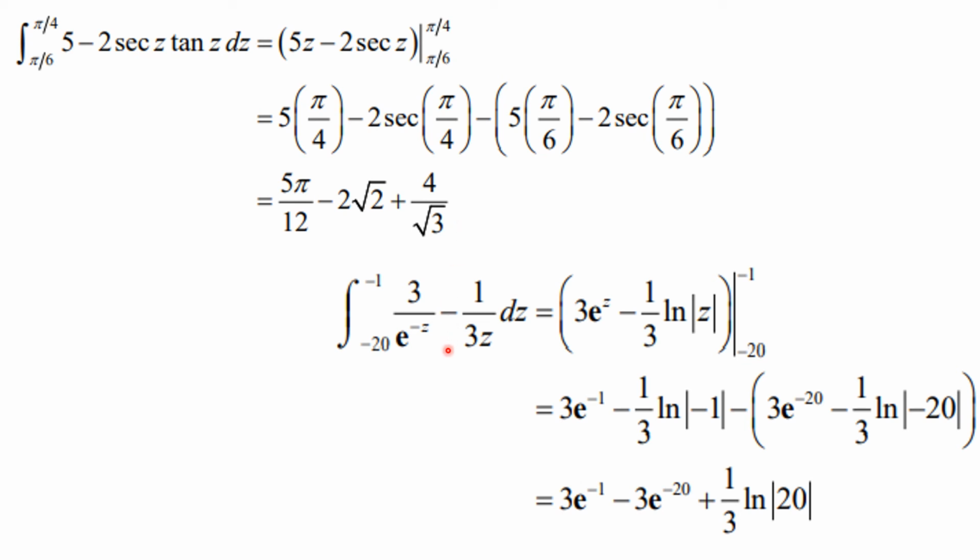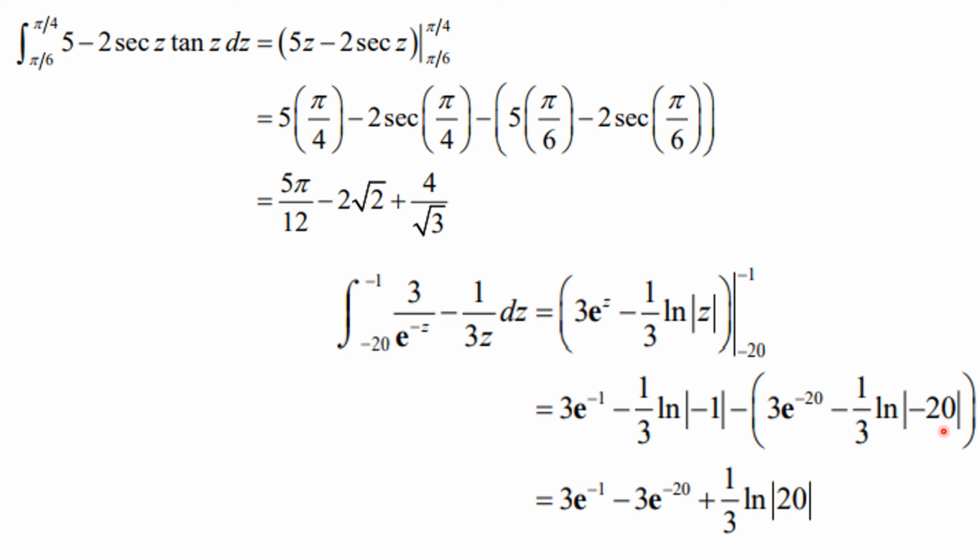Here we're doing this term by term. Now notice here you have an e to the minus z in the denominator, so the net of that is going to be e to the z. So the antiderivatives are going to be 3e to the z minus 1/3 the natural logarithm of the absolute value of z. And I'm going to substitute minus 1 and minus 20. This minus sign is from the fundamental theorem of calculus. Notice the absolute value makes a difference here and here.